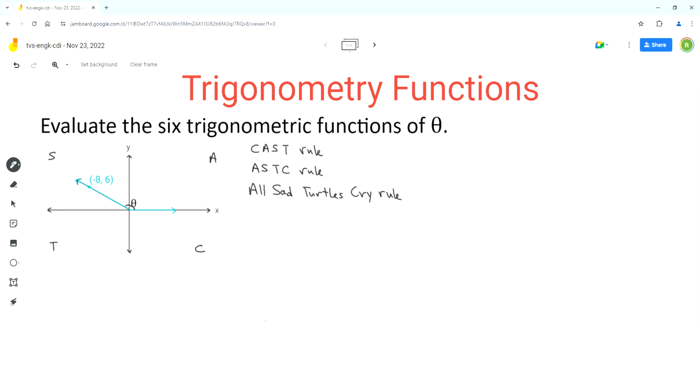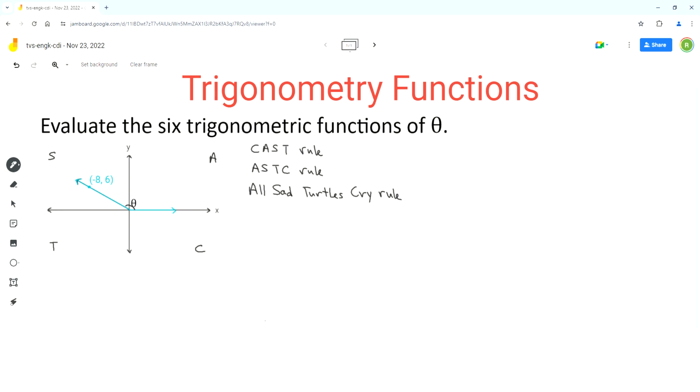As per this rule, the value of all 6 trigonometric functions is positive in quadrant 1. In quadrant 2, sine and cosecant functions are positive, the others are negative. In quadrant 3, tangent and cotangent functions are positive, the others are negative. And in quadrant 4, cosine and secant functions are positive, the others are negative.